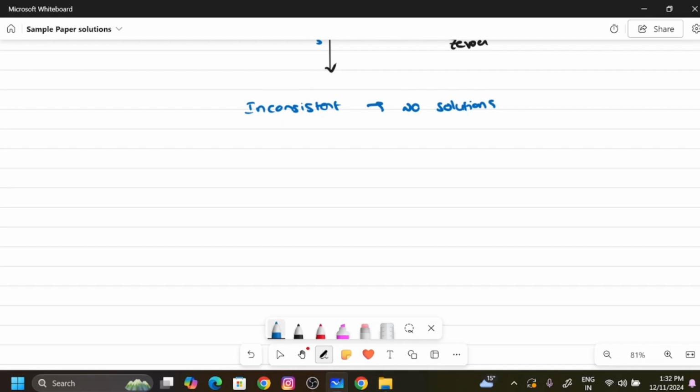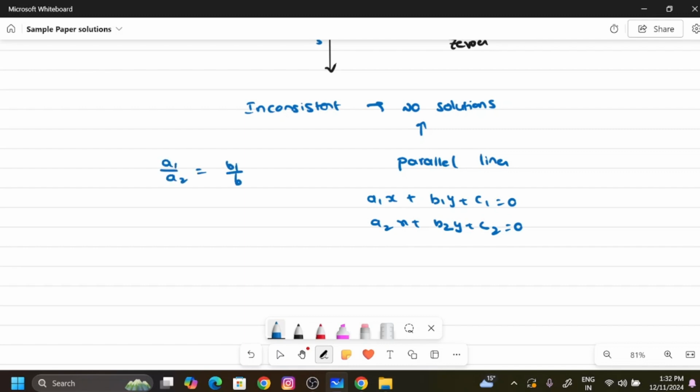So for which type of lines do we have no solutions? For a pair of parallel lines, because they do not intersect with each other. So there is no point of intersection. So there is no solution. For lines to be parallel, what is the condition? When we have a pair of equations a1x plus b1y plus c1 is equal to 0 and a2x plus b2y plus c2 is equal to 0, then the condition for the lines to be parallel is a1 by a2 is equal to b1 by b2, which is not equal to c1 by c2.